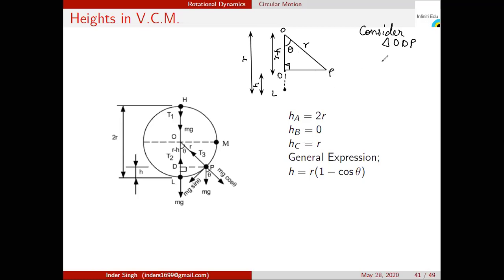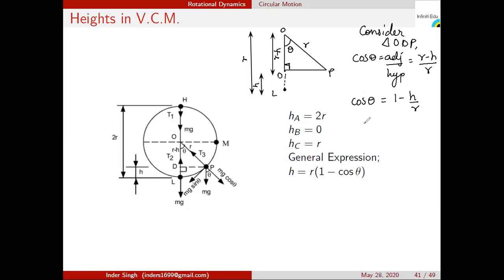Okay. So we know this adjacent side and the hypotenuse. Adjacent and hypotenuse, that means which trigonometric function will come? Cos theta. So consider this triangle. Cos theta is equal to adjacent divided by hypotenuse. What is the adjacent side? The adjacent side is r minus h, divided by the hypotenuse, which is r. If you split this, you will get 1 minus h divided by r. This is equal to cos theta.